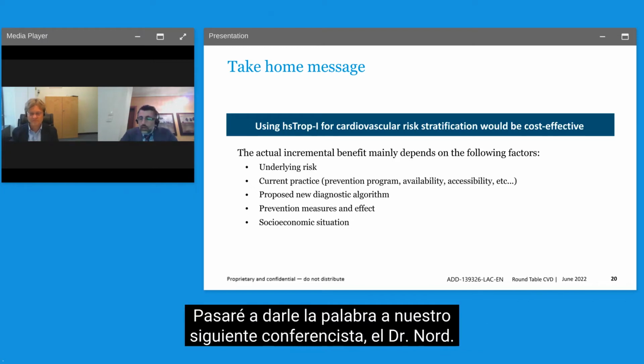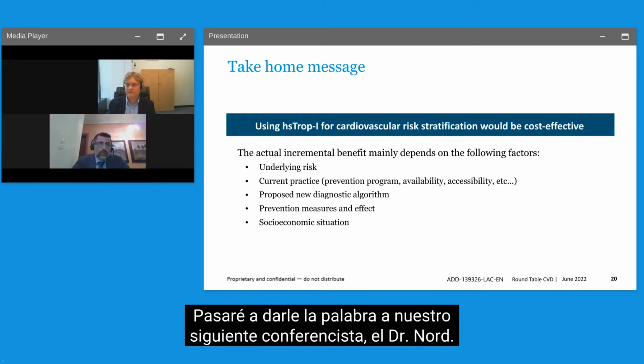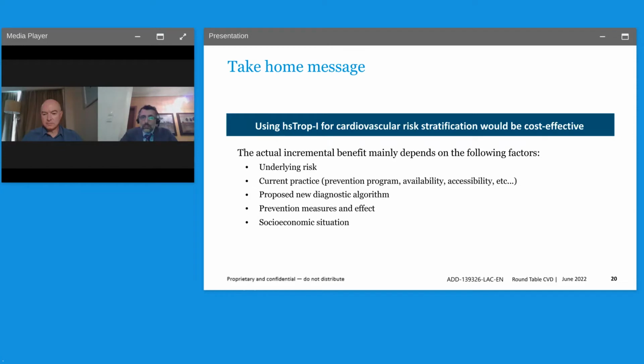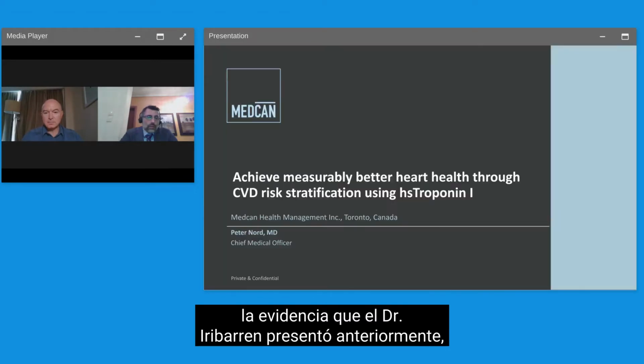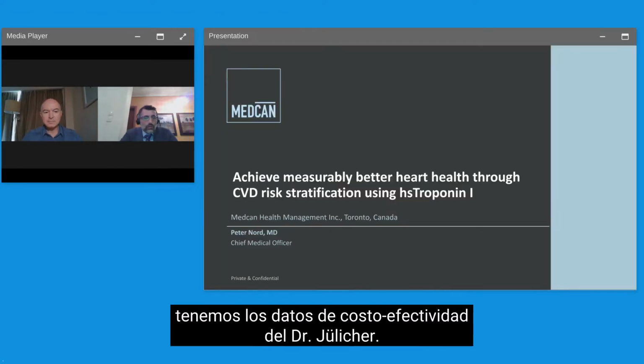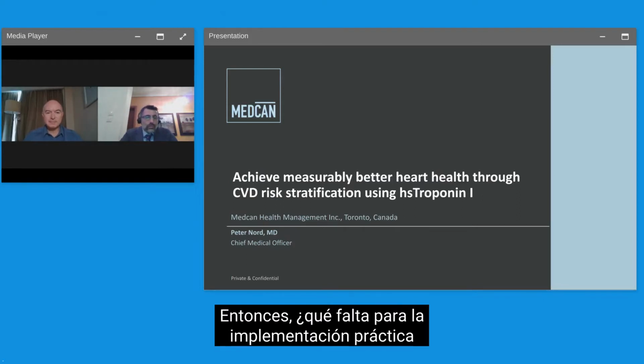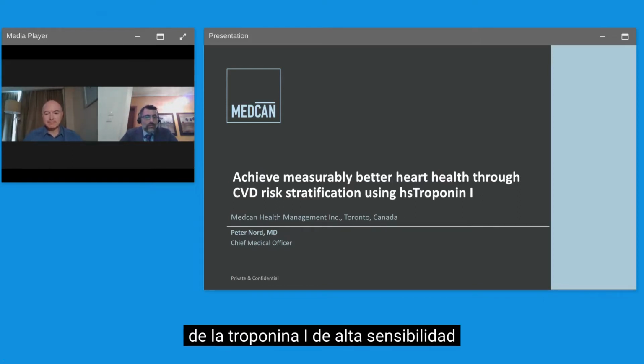And I will move to our next speaker, Dr. Nord. We have on the one hand, the evidence that Dr. Iribarren presented previously. We have the cost effectiveness data from Dr. Jülicher. So what is missing? The practical implementation of the high-sensitivity troponin I in daily clinical practice. So, Mecan, tell us more about this practical implementation. What are the benefits that we get as a healthcare system? The floor is yours.